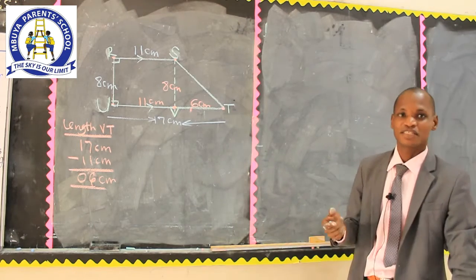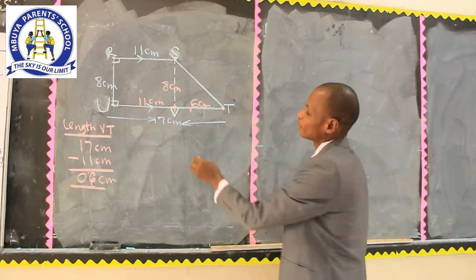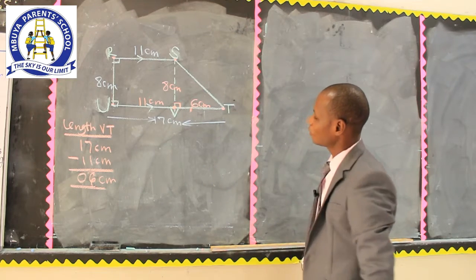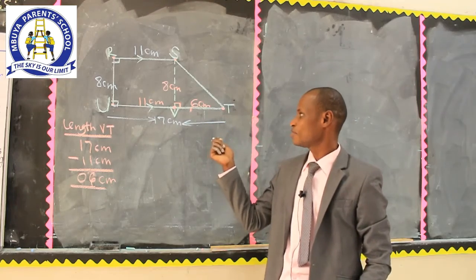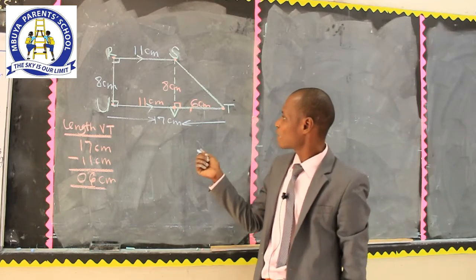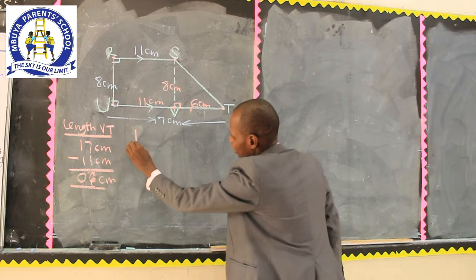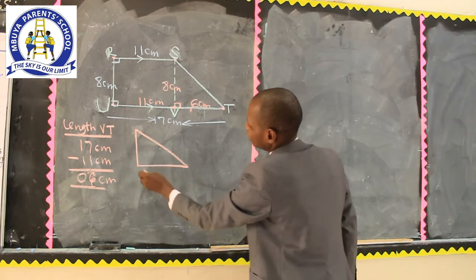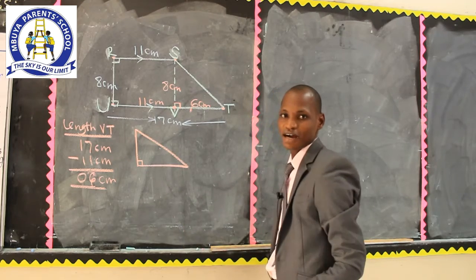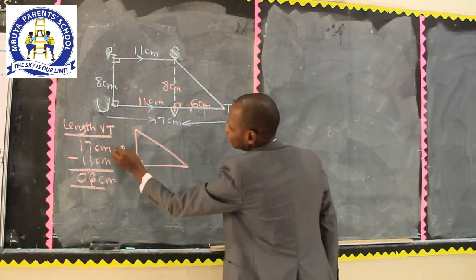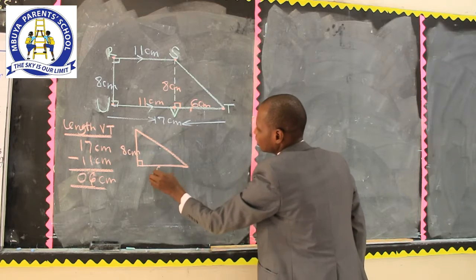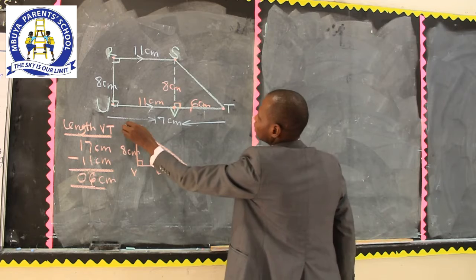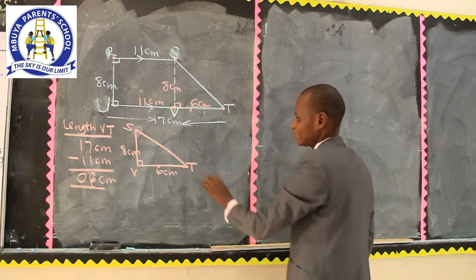However, you must know that this triangle is a right-angled triangle, meaning that we shall now extract it. We shall extract it to aid us in getting length ST. This is a right angle. This is 8 centimeters, and here is 6 centimeters. This is our V, this is S, and this is T.